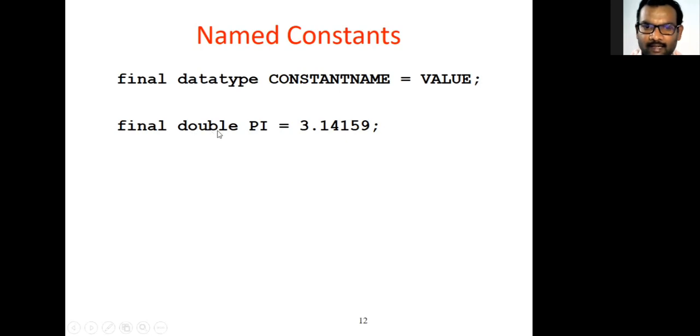final, data type, the constant name equal to the value. For example, final int SIZE equal to 3. Here SIZE is a constant. At the time of the declaration of the constant itself, we assign the value. What type of data you are storing can be specified by using the data type.